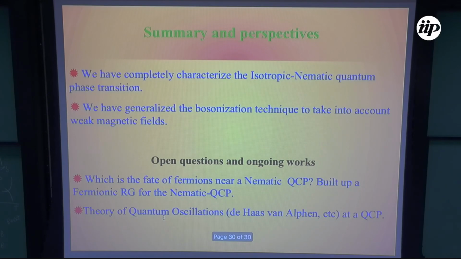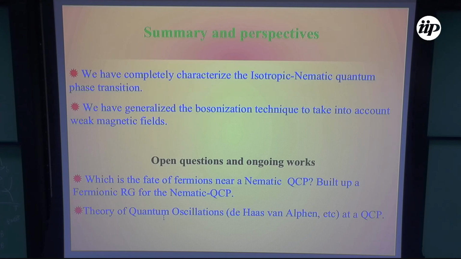Okay, just to summarize, we have characterized the isotropic nematic transition. Without magnetic field, we computed the exponents, and we saw that this is not a Fermi liquid. It's a very strange thing. Then we generalized the bosonization technique to consider a very weak magnetic field in order to compute oscillations. This is essentially the work.